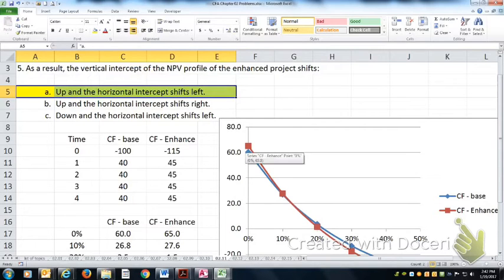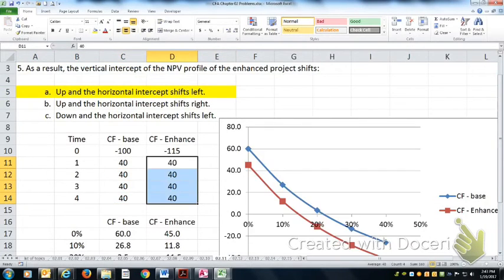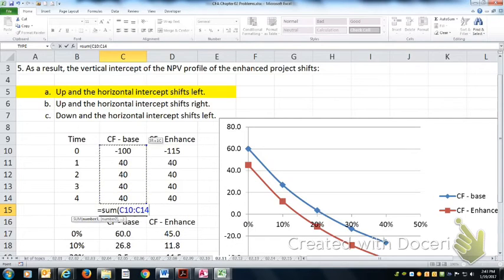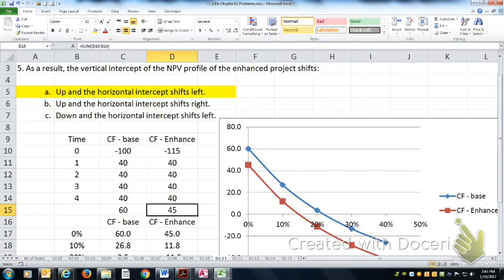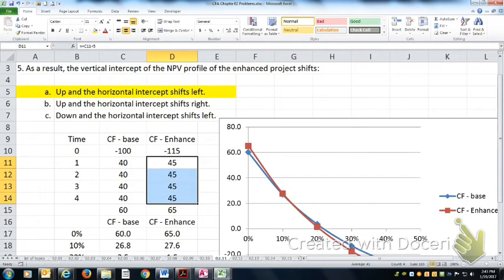The vertical intercept is, if these numbers had stayed the same rather than going up by 5, the vertical intercept actually would have shifted down, because the sum of these numbers, that is the undiscounted numbers, would have decreased. But this went up by 15, and because each of these went up by 5, the undiscounted amount went up by 5, that's how much the line shifted up on the vertical. It went up 5.